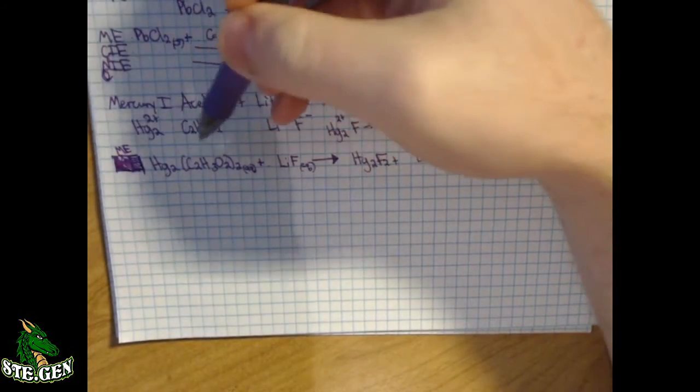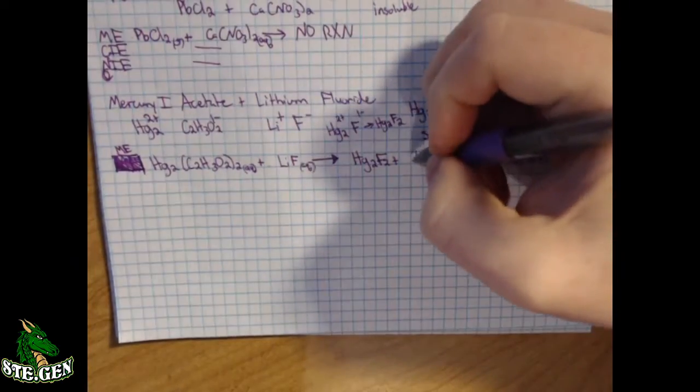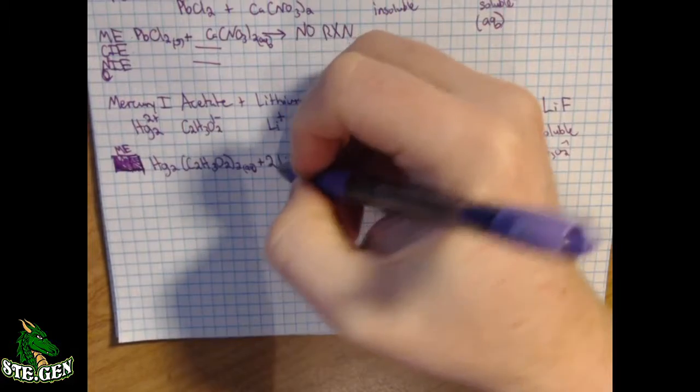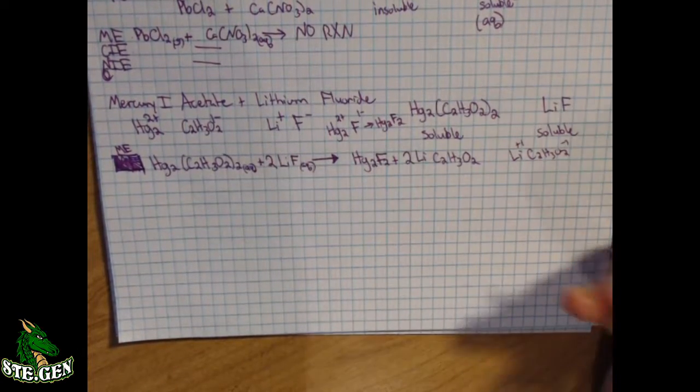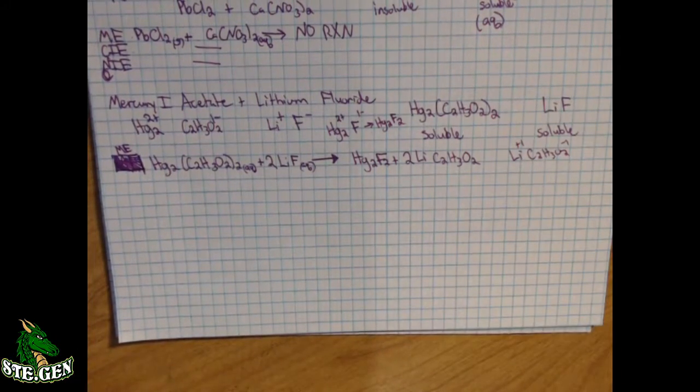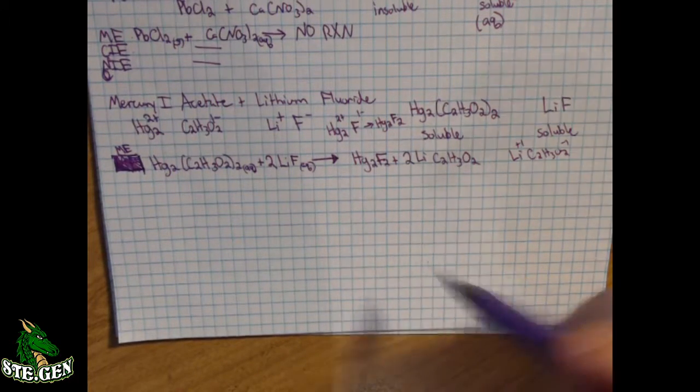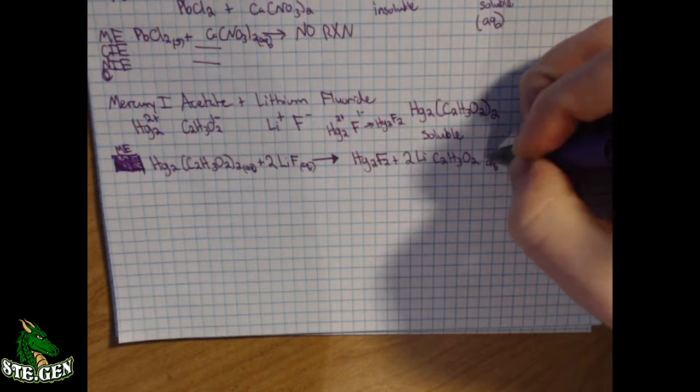We've got 2 Hgs, 2 Hgs, 2 acetates, 1 acetate, so we'll put a 2 there. We've got 2 lithiums, we've got 1 lithium, so we'll put a 2 there. We've got 2 fluorines and 2 fluorines. Okay, now going back to our rules. For lithium, it is from group 1, so it's soluble. We can put an AQ there. We know that's going to be aqueous.